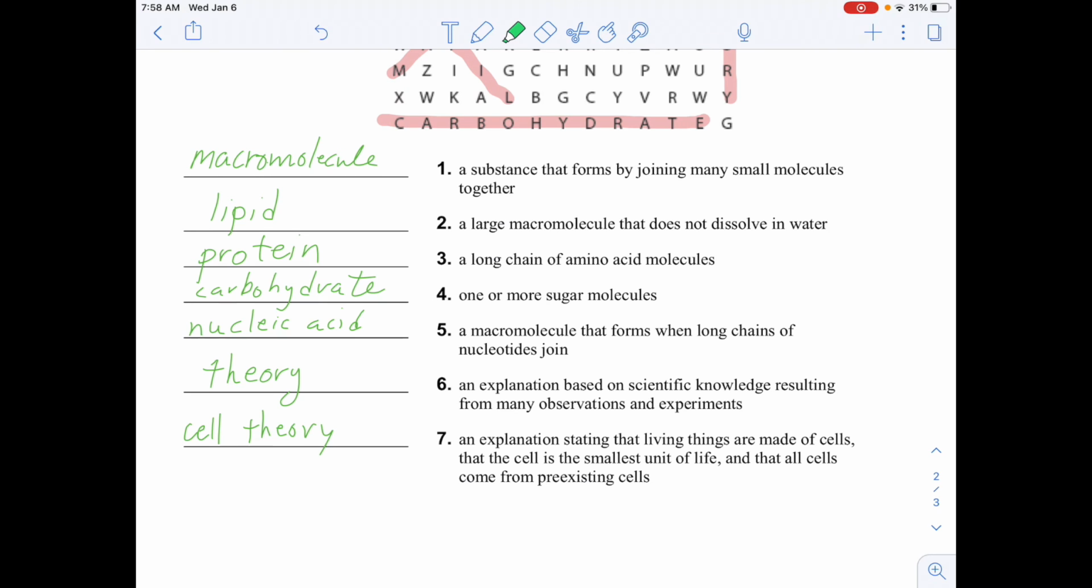Number 6, an explanation based on scientific knowledge resulting from many observations in an experiment is a theory. And then the last one, the cell theory, is an explanation stating that living things are made of cells, that the cell is the smallest unit of life, and that all cells come from pre-existing cells. So they come from other cells that were already there.